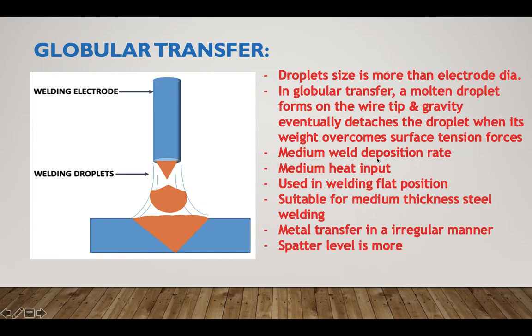This is a medium weld deposition rate transfer mode. Medium heat input is there, used in flat welding position. Suitable for medium thickness steel welding. Metal transfer is in an irregular manner. Spatter level is more. So in this mode of metal transfer, the spatter level will be more.